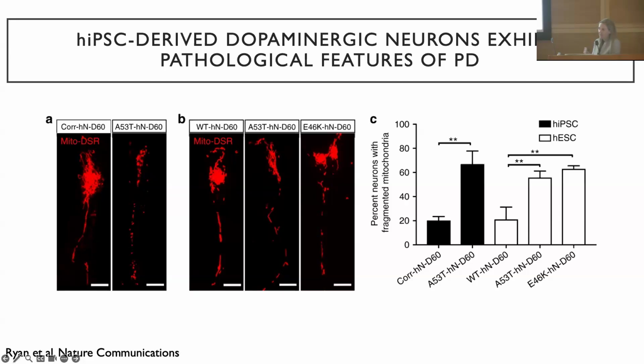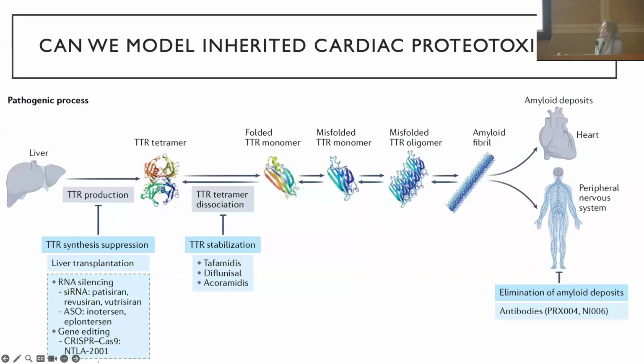So having taken from this that we can see lots of different hallmarks of PD in these cell lines, we've also been able to show that you can actually transmit Parkinson's from a Parkinson's cell to a healthy cell. We thought, can we apply this model to a model of cardiac proteotoxicity? And specifically, can we use it to model transthyretin cardiac amyloidosis?